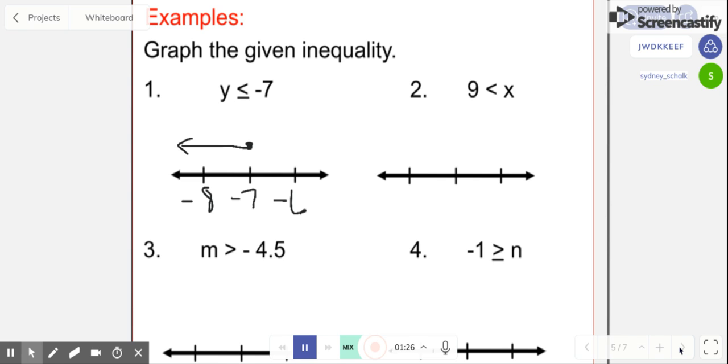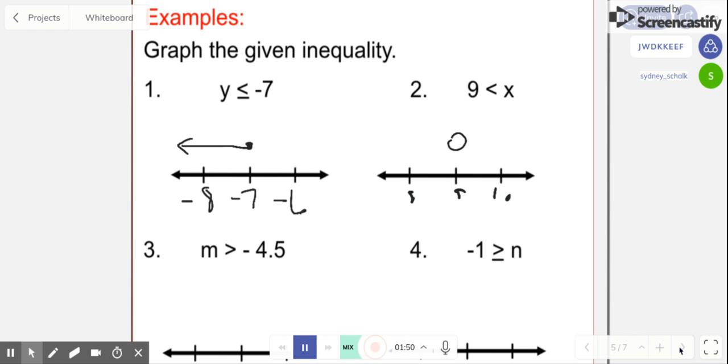Number 2 says 9 is less than x. So the first thing we're going to do is write our numbers on our number line. So I have 9 in the middle. I have 1 smaller, that's supposed to be an 8, and 1 larger, that's supposed to be a 10. So now I need to decide, am I going to have an open or a closed circle? Well, since it's just less than, I'm actually going to have an open circle at that value.